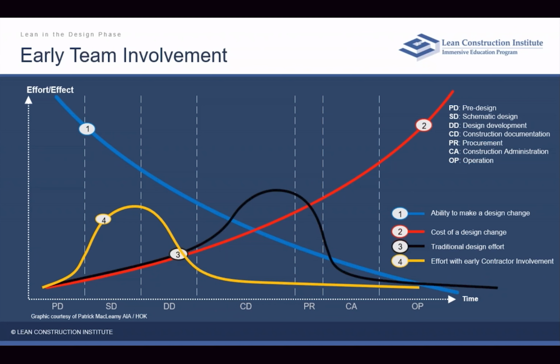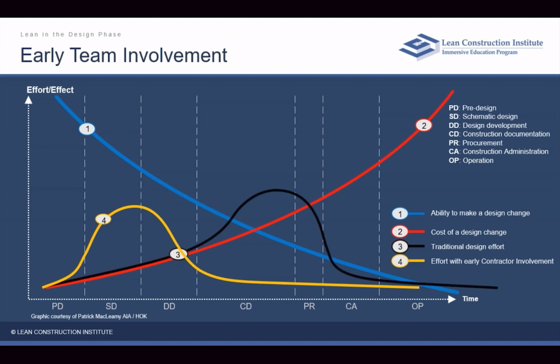So we can do this with the way we do our contracting. We can do it by bringing in trade partners in design assist. There's a number of ways that this can happen. Typically, it's more successful when the contract actually supports this. I've tried often to pull contractors into projects early, and there's a difference when you don't have money on the table.